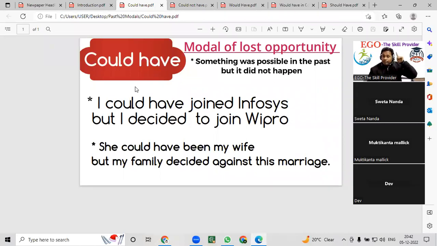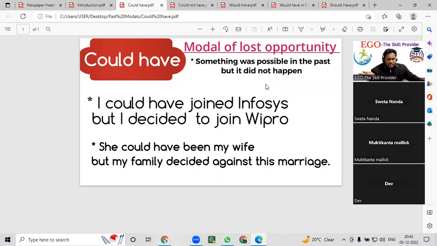The criteria depends on this. First criteria, it is used for a past action, not for the present action, not for the future time. Okay. It is something called the past action. Could have is used for modals of lost opportunity. The opportunity is lost, you are not going to get that particular opportunity in your life. So something was possible. Lost opportunity means, I will explain, just check it out. Something was possible in the past, but it did not happen, or you did not do that. Let me repeat it. Something was possible in the past, but it did not happen, or you did not do it.